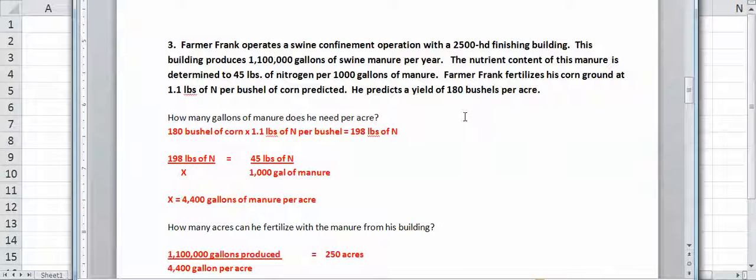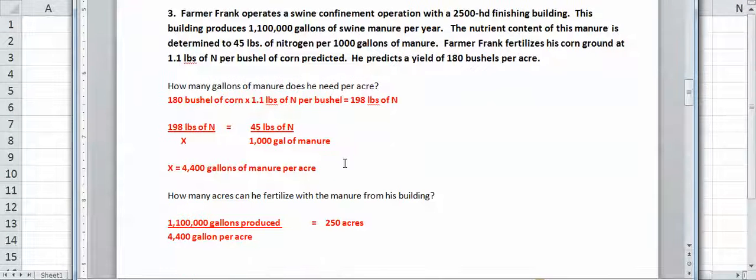Well, first of all, we need to know how many pounds of N. And as it says in the problem, he fertilizes at 1.1 pounds of N per bushel of corn predicted. Well, he predicts 180 bushels of corn, multiplies that by 1.1 pounds per bushel, gives us a total requirement of 198 pounds of N. So what I do in this particular problem is just simply take 198 pounds of N is to, we don't know how many gallons of manure, but we know that 45 pounds of N is to 1,000 gallons of manure. So when we solve for X in this problem, we find that the answer is 4,400 gallons of manure.